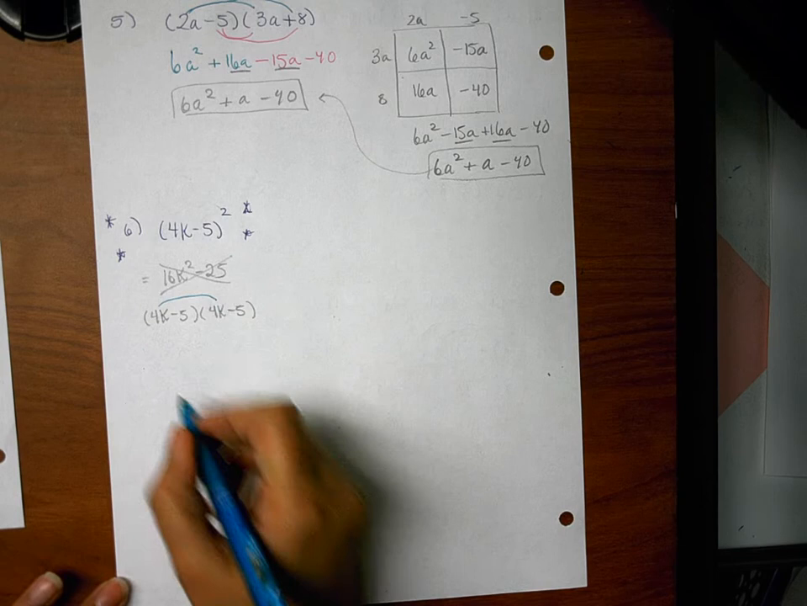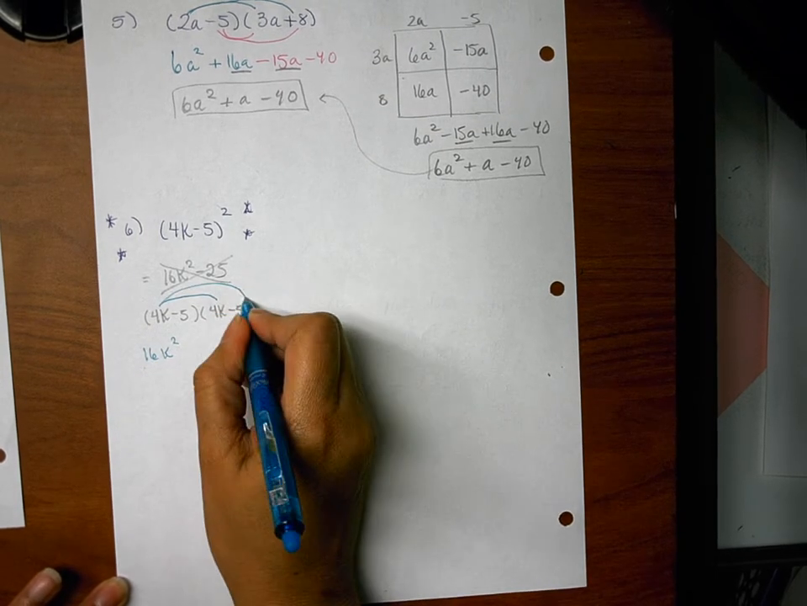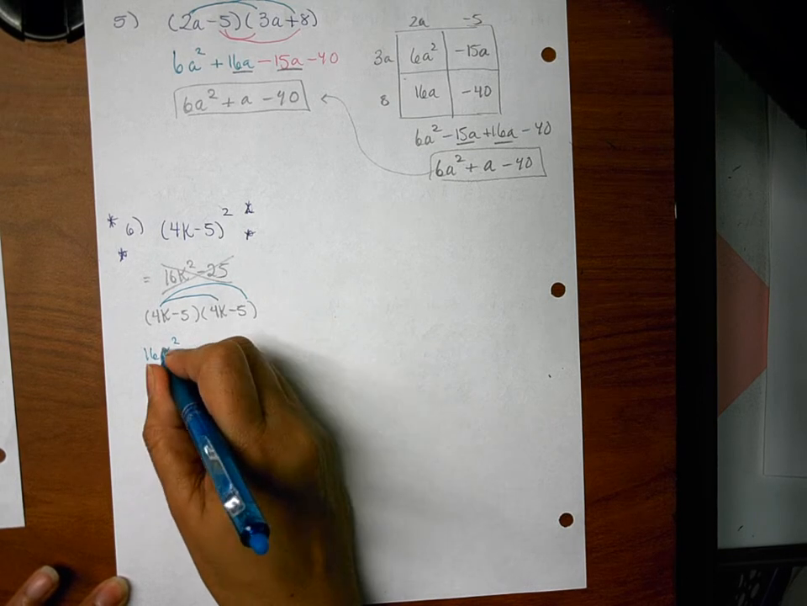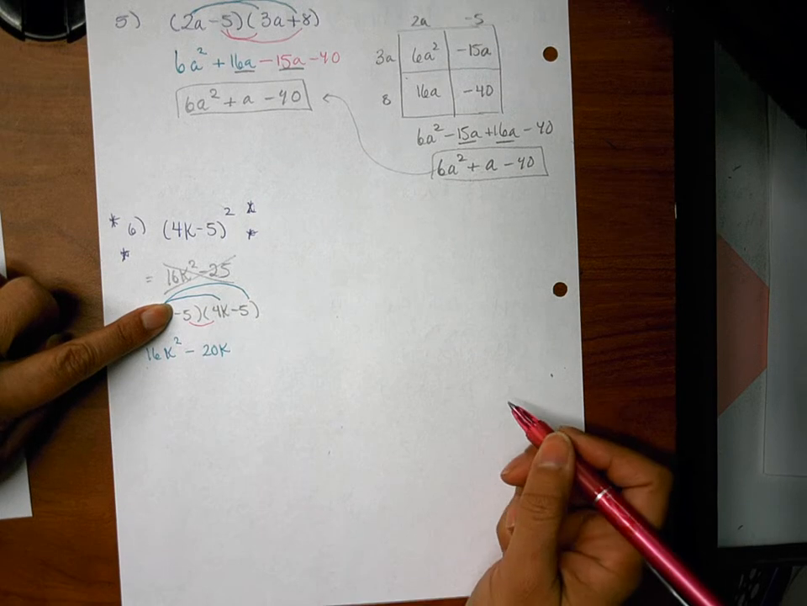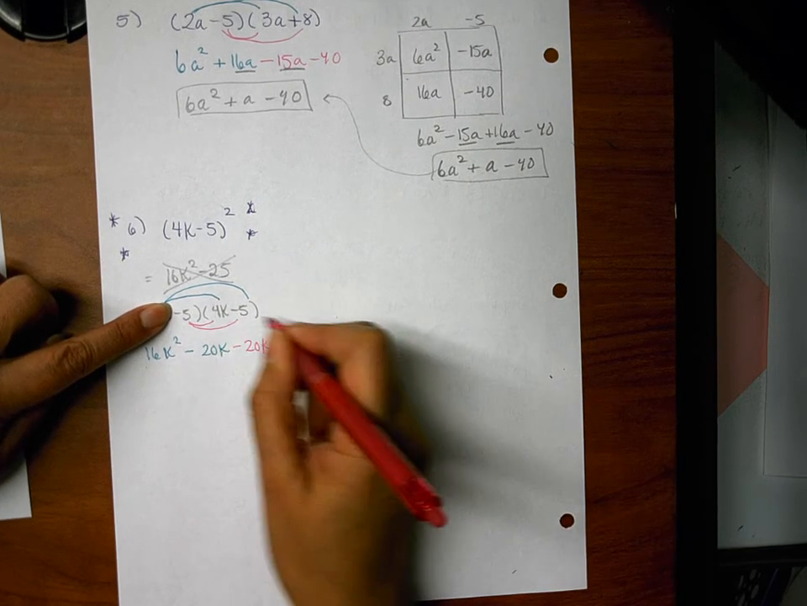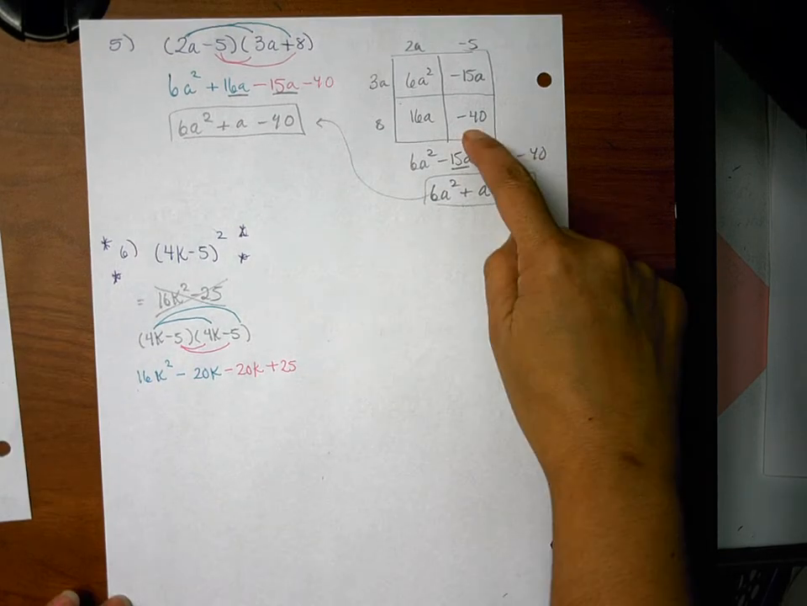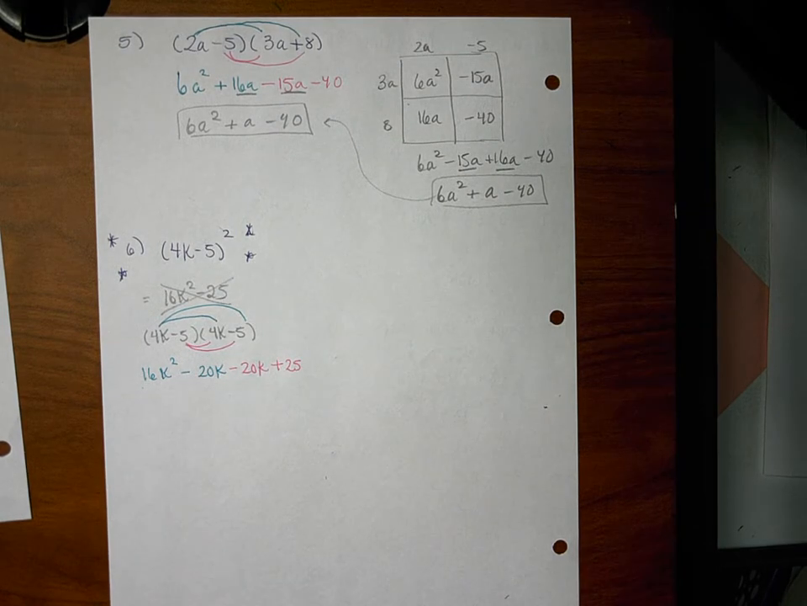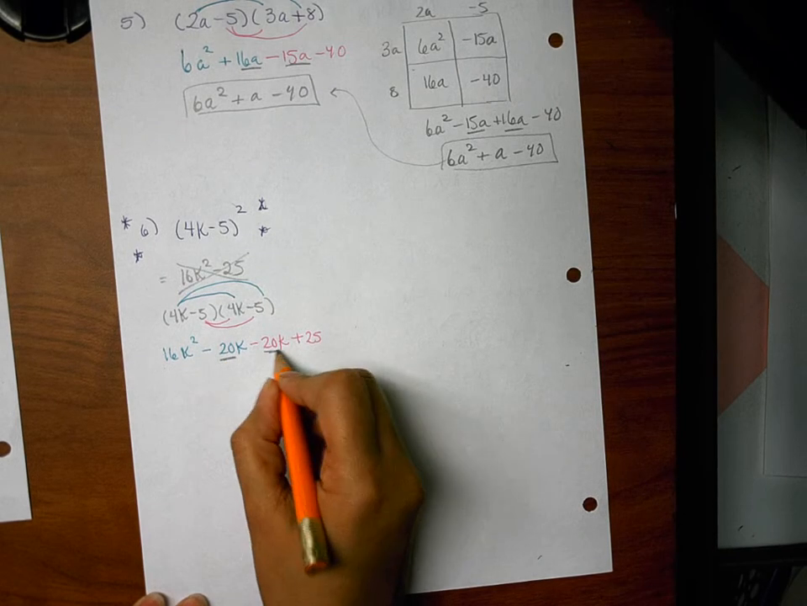And then now you do your double distribution. 4k times 4k is 16k squared. 4k times negative 5 is negative 20k. And then negative 5 times 4k is negative 20k. And negative 5 times negative 5 is positive 25. For those of you that like this method better, pause, draw your box, fill it in, and see if we end up in the same spot.